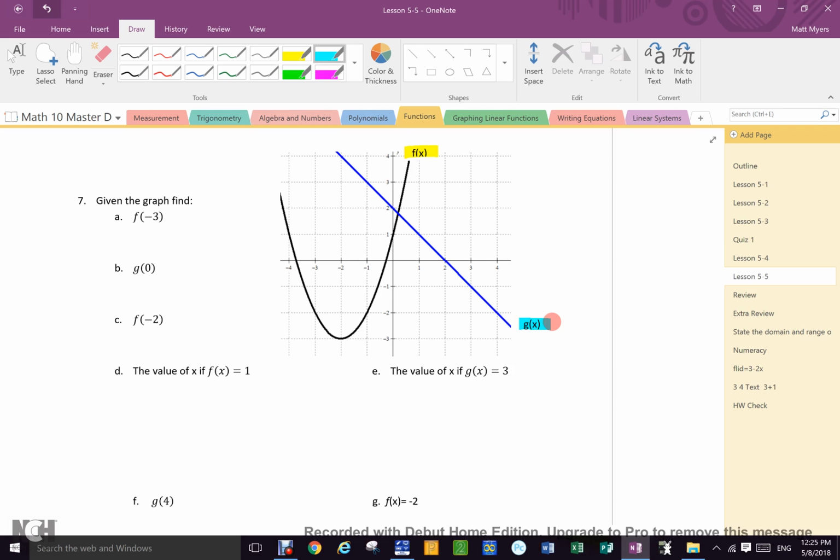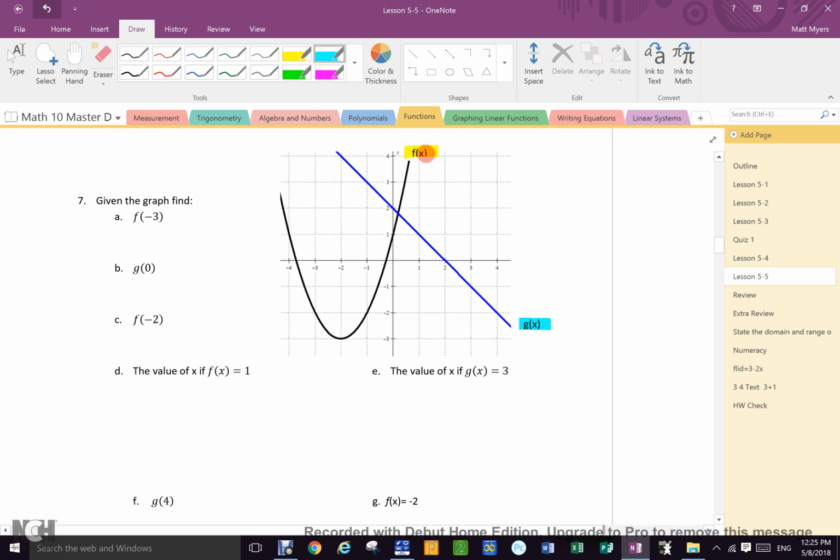If I put a third line on here, could I call that third line f of x? Could I call it g of x? Could I call it a of x? Yes. Is everybody cool with that concept? Good. Now, given the graph, I want to find some values. So looking at 7a, am I going to be looking at the f of x curve or the g of x line? The f of x curve. How do you know that, Ash? Because it says I'm dealing with f. Is everybody good with that concept? Green light? Okay.